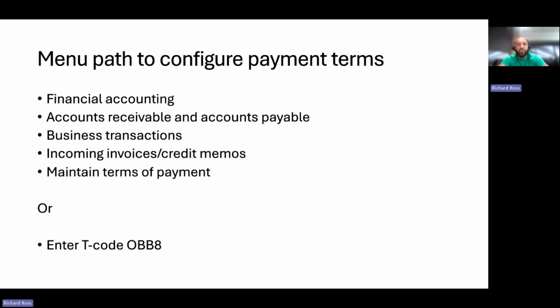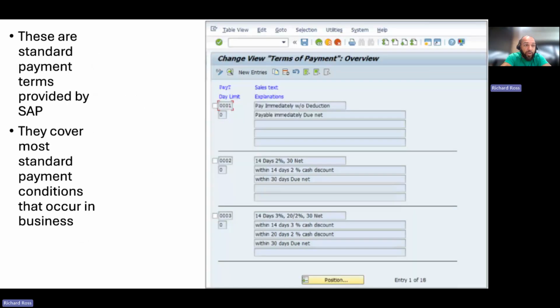All right, here's the menu path to configure payment terms. Financial accounting, accounts receivable and accounts payable, business transactions, incoming invoices / credit memos, maintain terms of payment. Or you can simply enter T code OBB8. It'll bring you here. You'll see that these are standard payment terms provided by SAP, and they cover most standard payment conditions that occur in business.